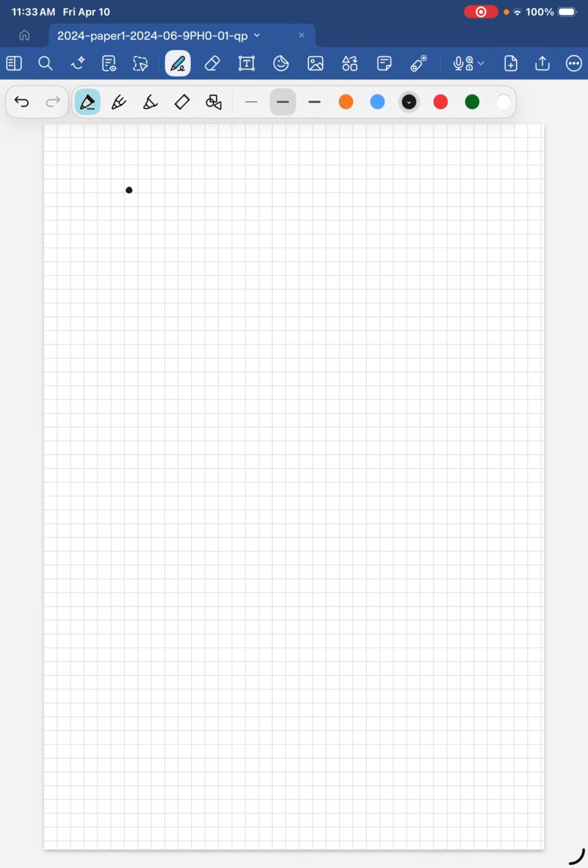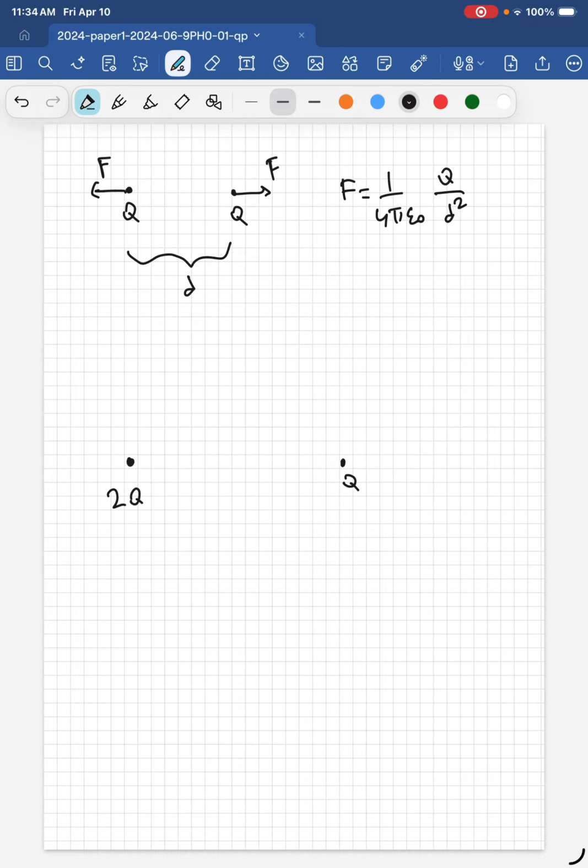So let's examine the initial situation. You have a charge Q, another charge Q. The separation between them is D, and they are in equilibrium. So you have the force to the left and to the right on the two spheres, and this force is equal to 1 over 4 pi epsilon naught times Q squared over D squared. Now in the second scenario, we have a charge of 2Q to the left and the same charge Q to the right, and the distance increases to 2D.